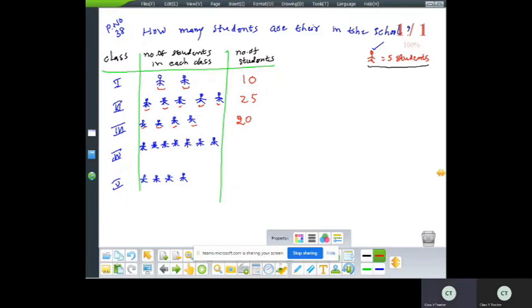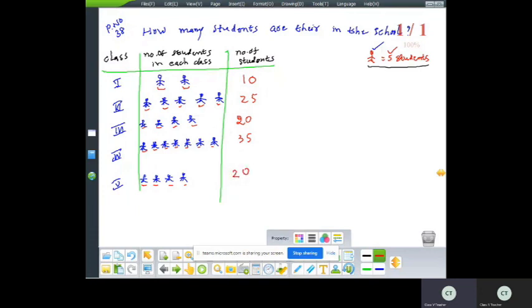In class 4, 7 figures. That is 1, 2, 3, 4, 5, 6, 7. 7 fives are 35. And the final class, that is 5. How many figures are there? 4 figures. 4 fives are 20.